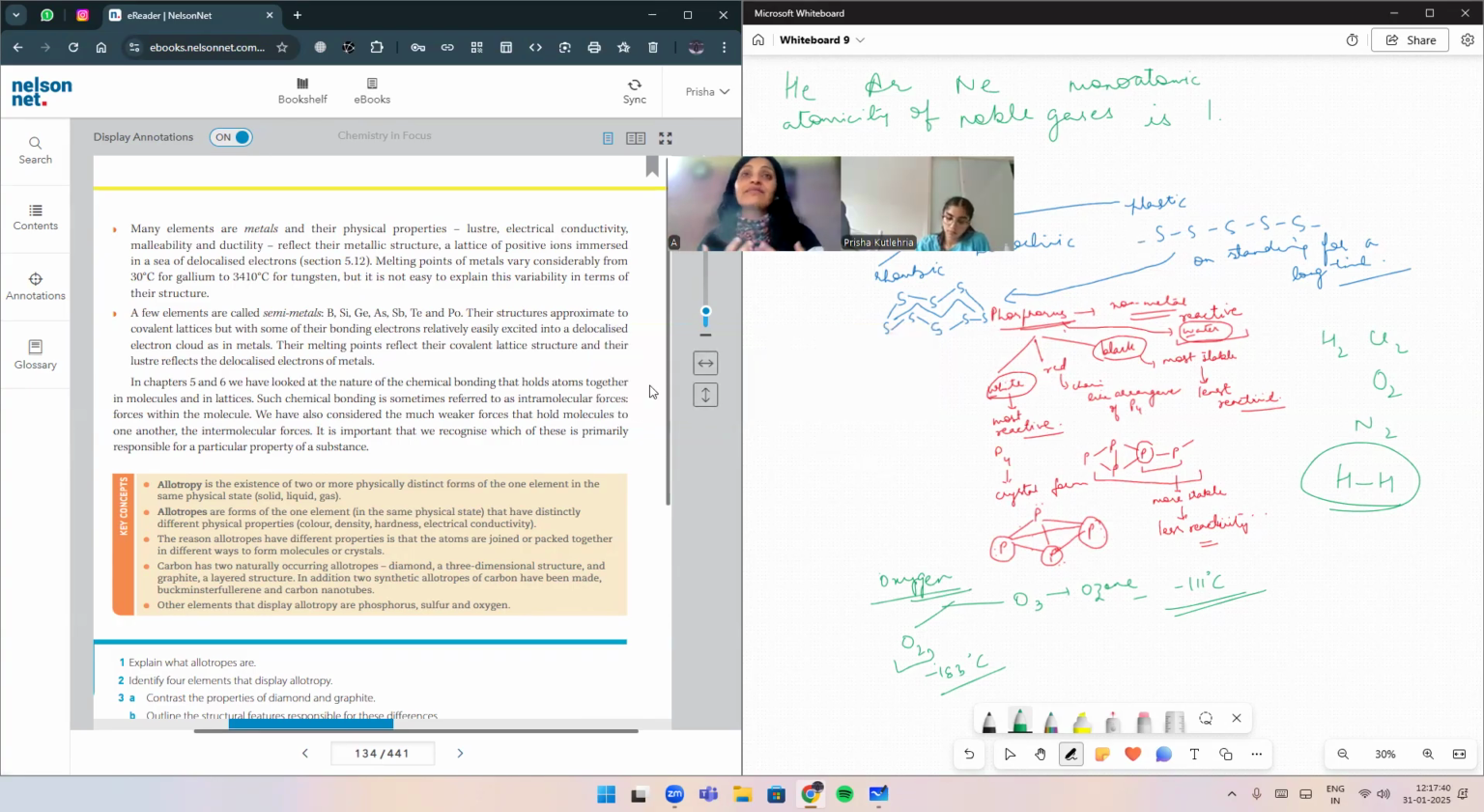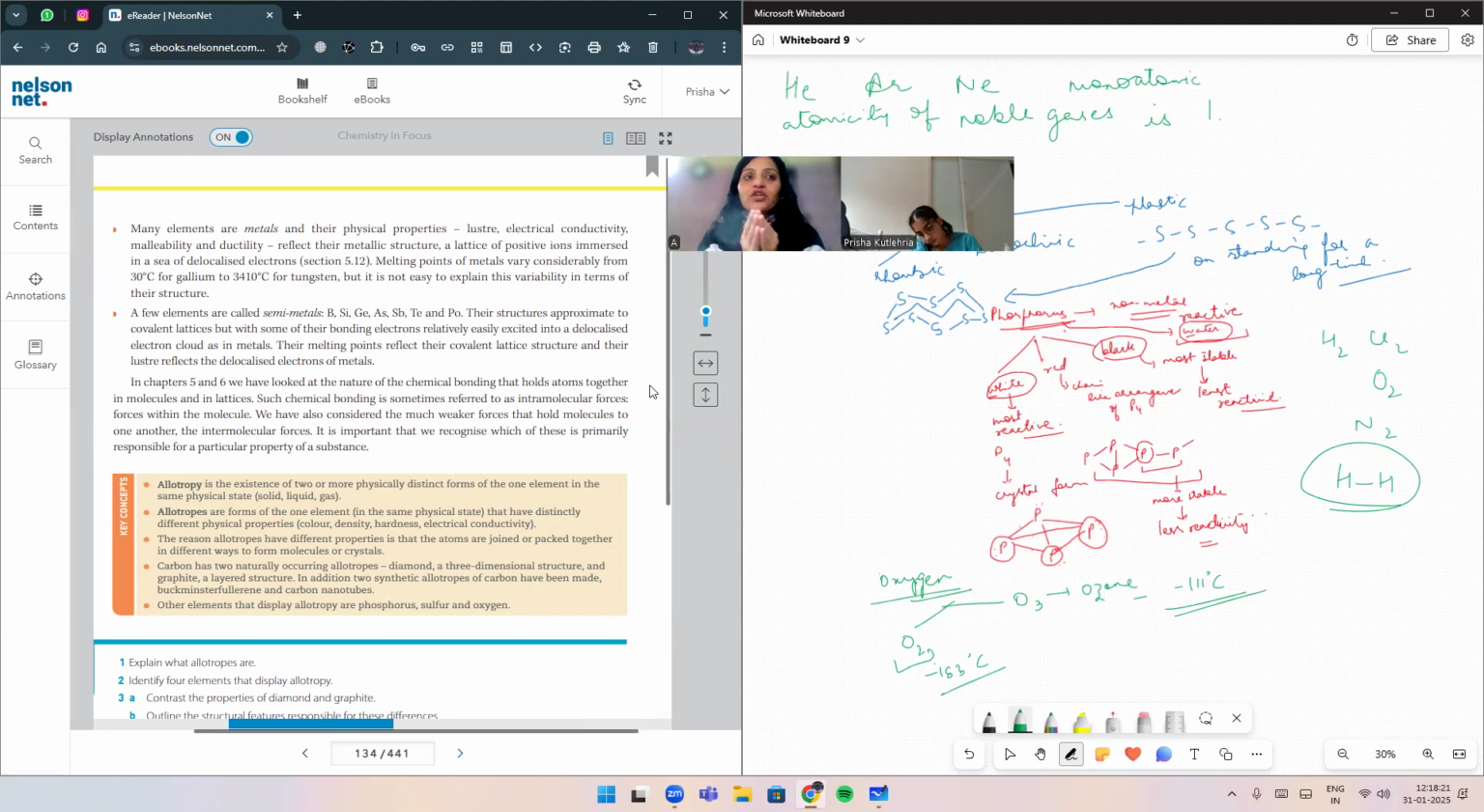Then some elements are known as semi-metals, like boron, silicon, germanium. Their structures correspond to covalent crystal lattices, but their bonding is relatively easily excited into a delocalized one, as if we are talking about metals. So they have the properties of non-metals as well as the properties of metals. Melting point is reflected by their covalent lattice structure, whereas the luster present in them is determined by the delocalized electron effect.